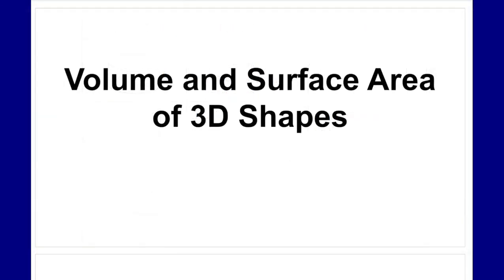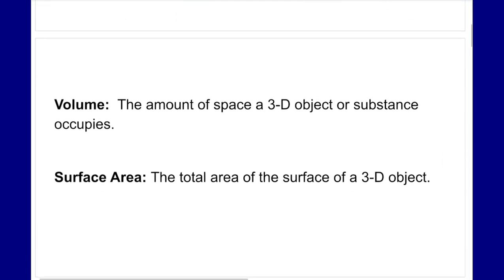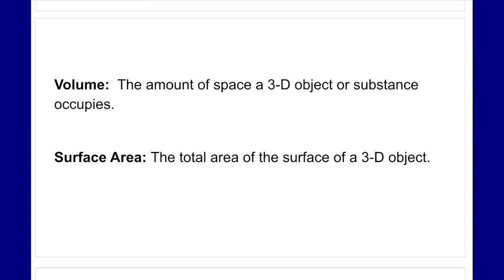So first idea: volume talks about the amount of space a 3D object or substance occupies. So area was the amount of space a 2D object takes up. Volume is the amount of space a 3D object takes up. Surface area is the total area of the surface of a 3D object.